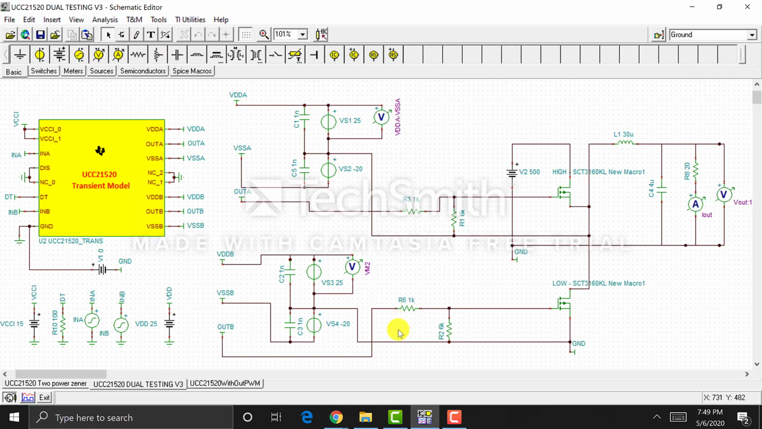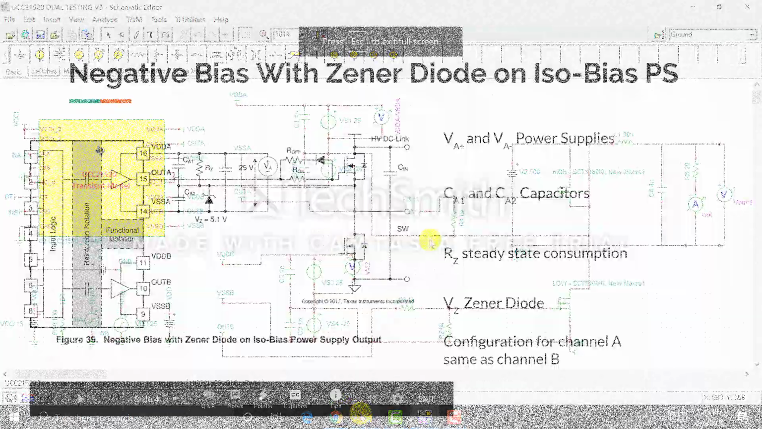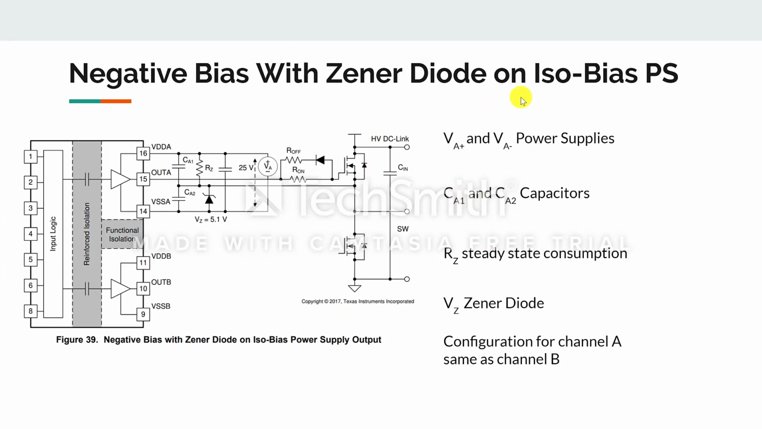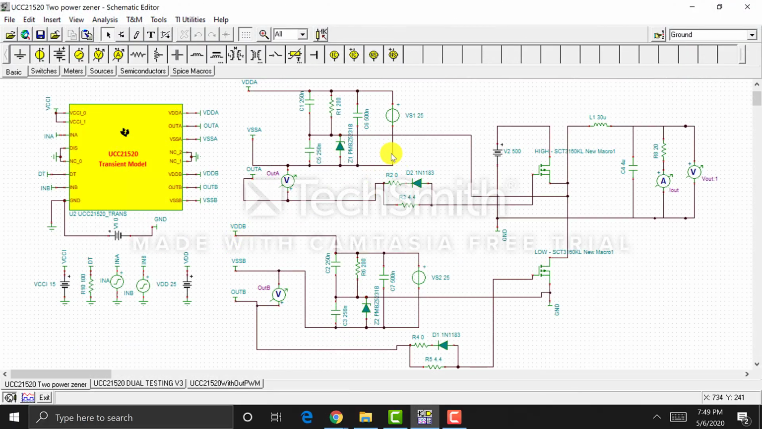Next, we will show the Zener Diode. As mentioned in the previous video, here's the negative bias with Zener diodes on isobias power supply. This will now be implemented on TINA, as the other schematics have been done. Here is a simulation on TINA. As you can see, all the values were chosen using the datasheet and what we need for a voltage out of 200.